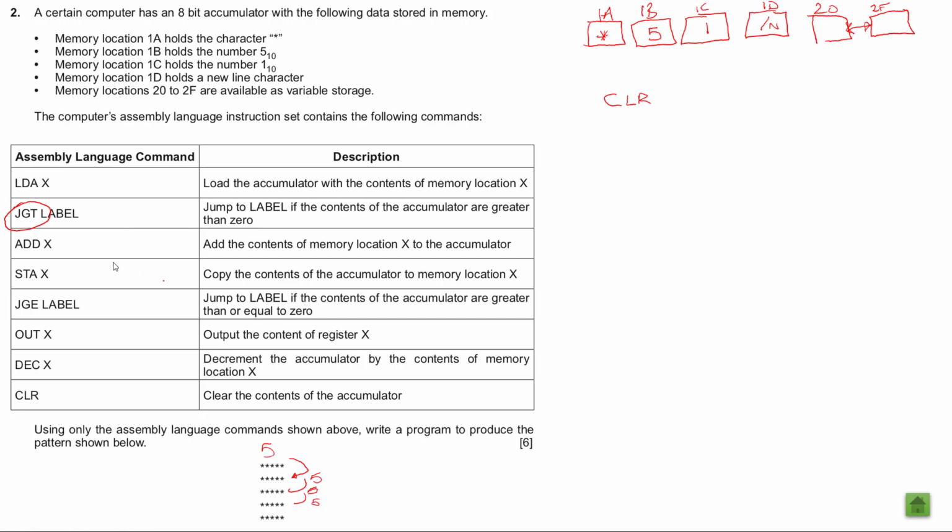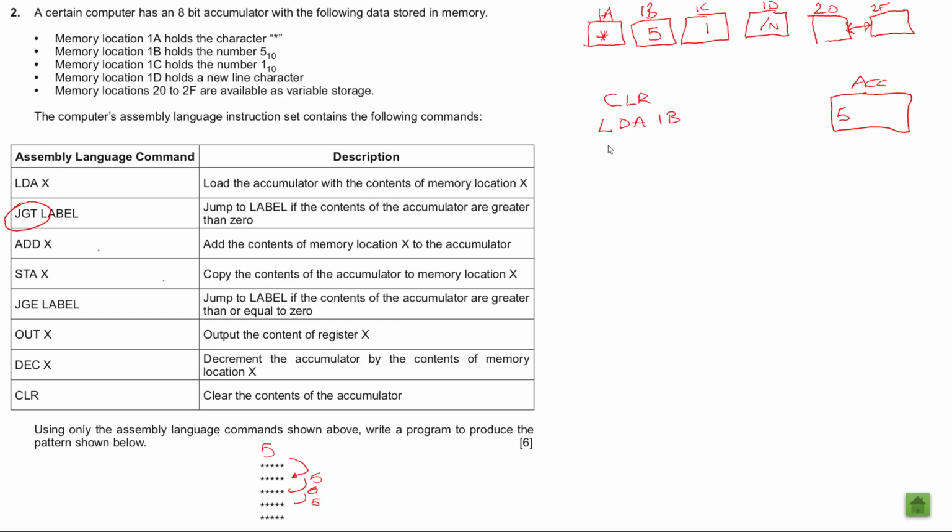So clear first, and then what we're going to do is load 1B into our accumulator. LDA loads the accumulator with the content. So if I think about it, I'm going to put an accumulator, little box there. I'm going to load 5 in, okay? So to do that command, LDA, and then where's 5? It's in 1B, so load 1B.